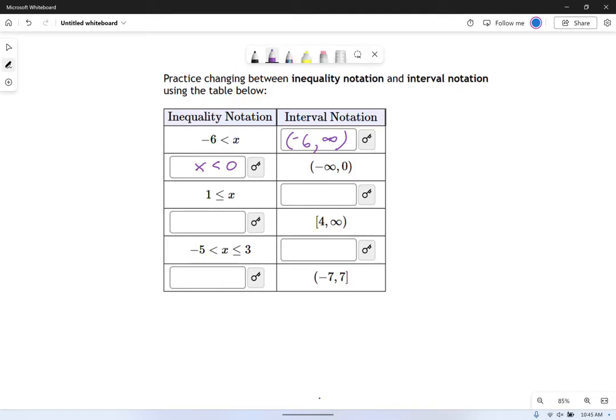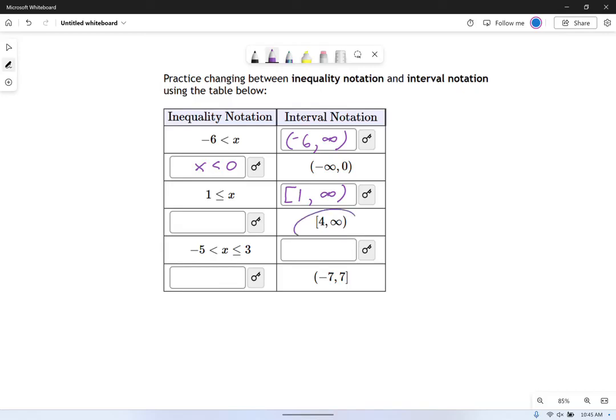X greater than 1, what I'm going to do is take 1 right here and think of all the numbers that can be greater than 1. That goes all the way out to infinity. Now, infinity always gets a curvy parenthesis, but 1 in this case gets a square bracket because x is greater than or equal to it. And that's how we note that it could be equal to 1.